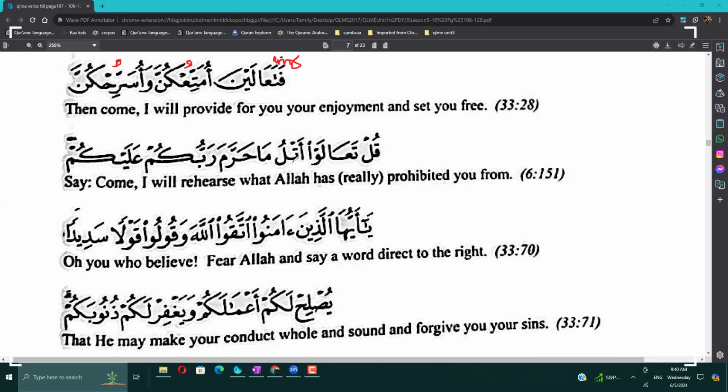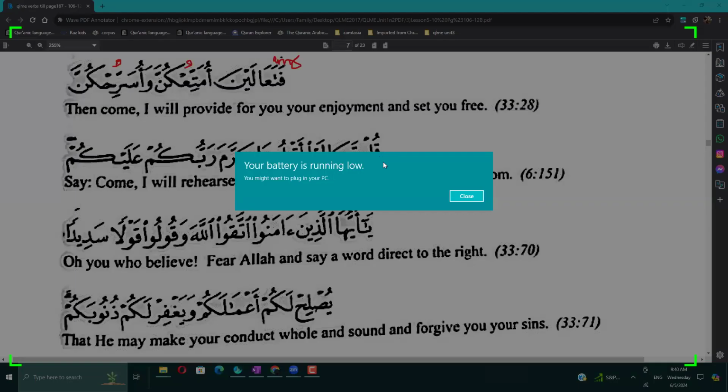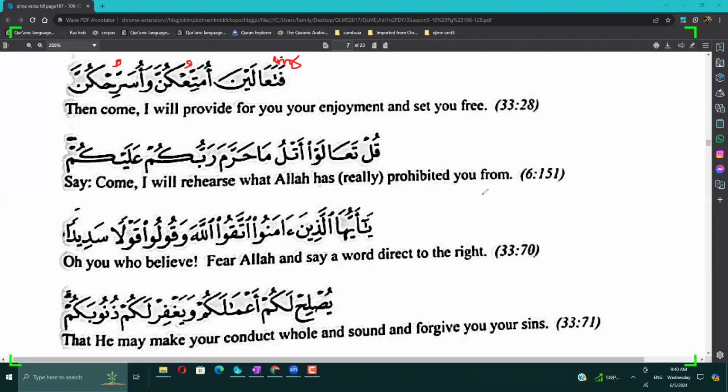قل تعالوا أتلوا ما حرم ربكم عليكم. Qul is say. Ta'alaw is again the command. Come. Atlu, I will rehearse what Allah has really prohibited you from. So here, ta'alaw is the fi'l amr, like ta'ala, in our previous example, we had ta'alaw, ta'alayni. So ta'alaw is an amr again. Atlu is fi'l mudari, which is majzoom. This is again the Jussive particle.